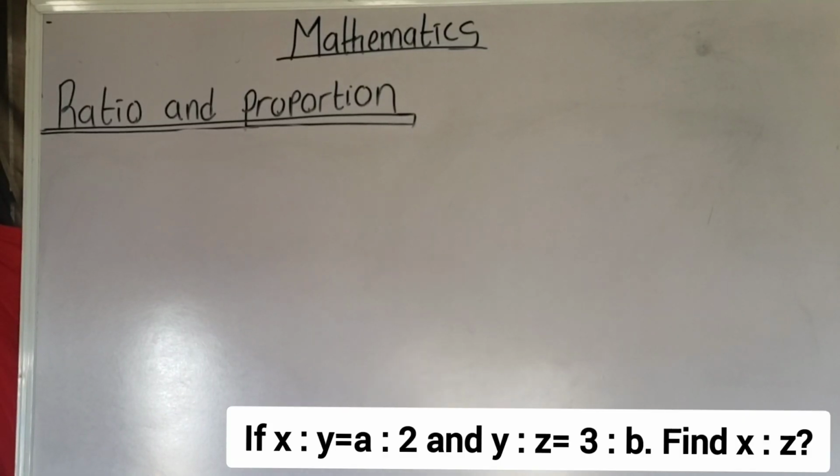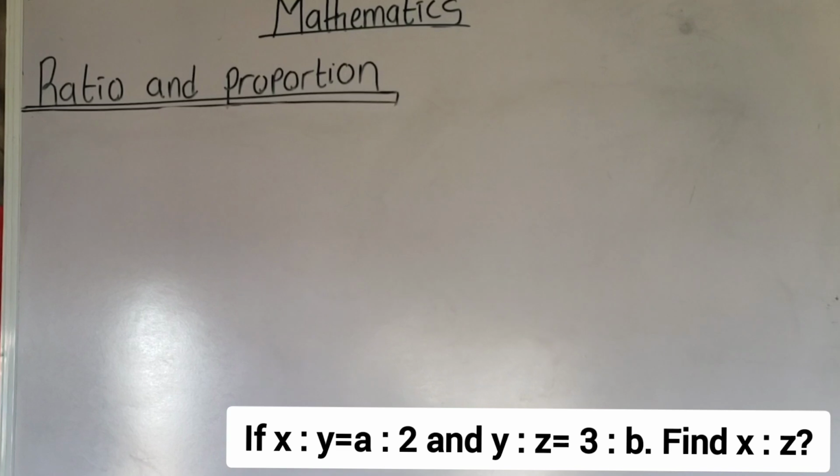If x ratio y is equal to a ratio 2, and y ratio z is equal to 3 ratio b, find the value of x ratio z.